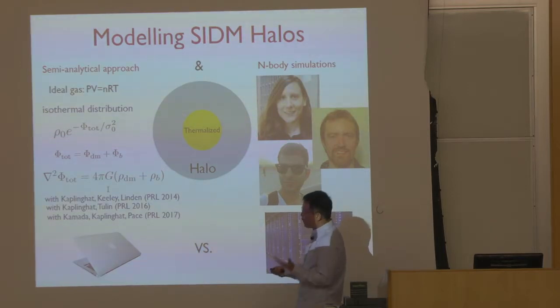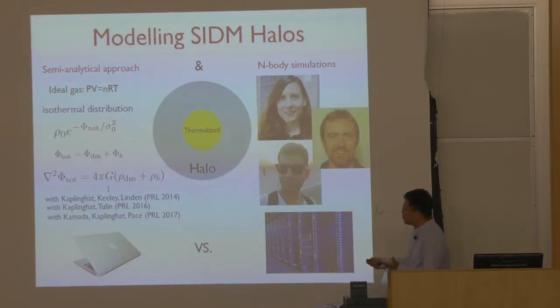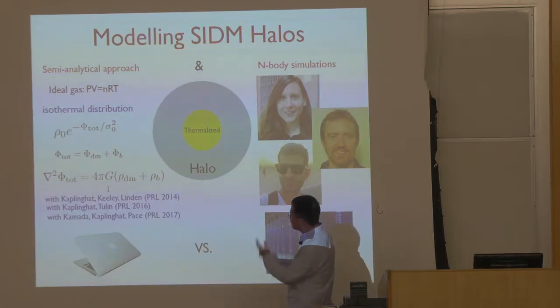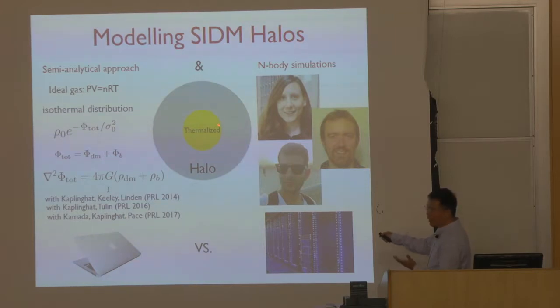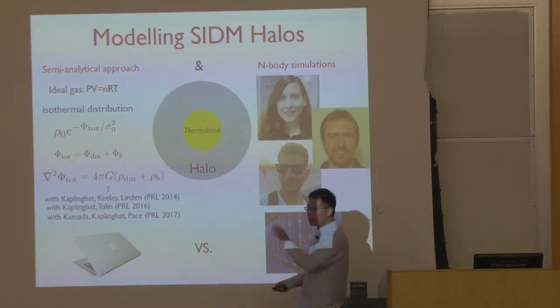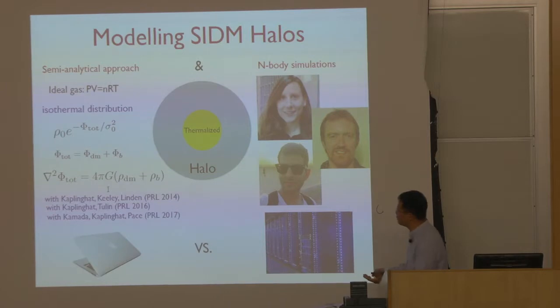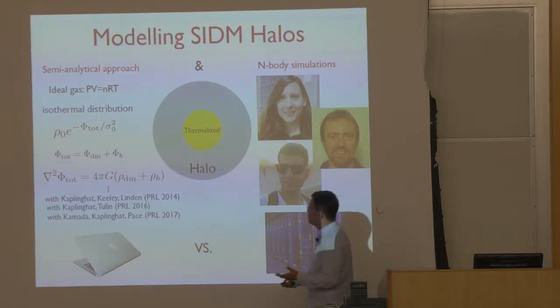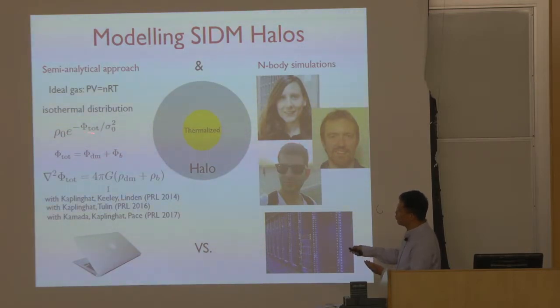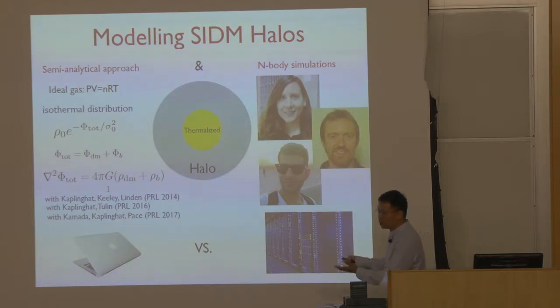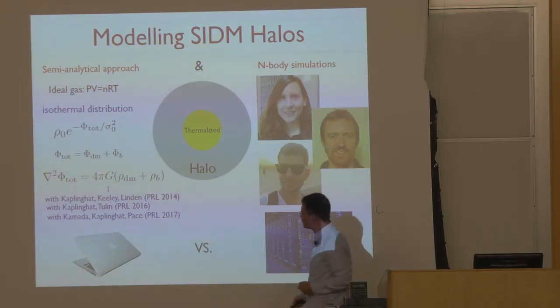So as a poor particle physicist, someone who knows nothing about N-body simulations, we're going to go to your high school thermodynamics. What you do is you take a halo and divide it into two regions. In the inner region, collisions thermalize the system. You treat this as an ideal gas system. You take an equation of state, PV equals nRT, right? That's what you learn. Then you assume it's a thermal distribution. If you integrate out the energy, the thermal distribution just gives you the gravitational potential, which is important because it's a self-gravitating system.